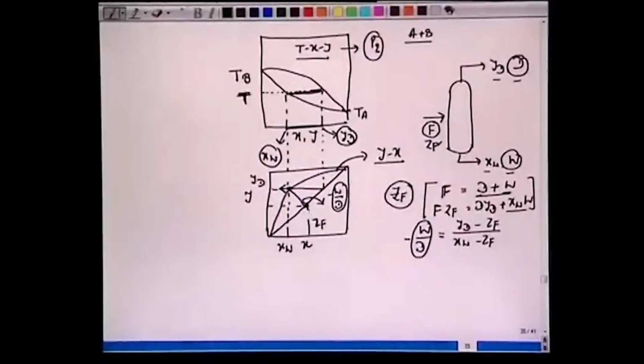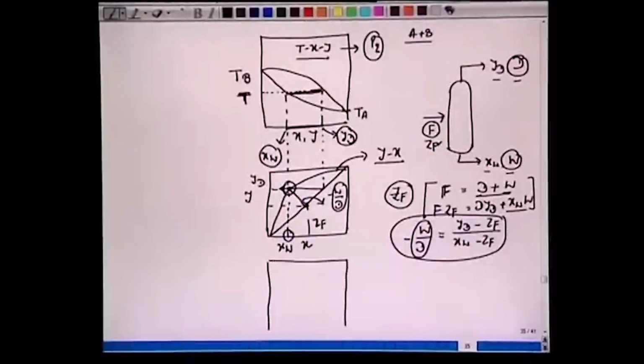So this mole fraction is ZF here. If we put it in this equation of a straight line, minus W by D equals YD minus ZF over XW minus ZF, and substitute YD equal to ZF, you will get XW as ZF. So if we substitute with this coordinate at the 45-degree line and connect these two points, one can obtain minus W by D. In other words, if you take a slope of minus W by D, you will obtain this ZF. Or starting from ZF, if you take this slope of minus W by D, you will obtain YD and you will obtain XW. A similar exercise can also be done on this HXY diagram.